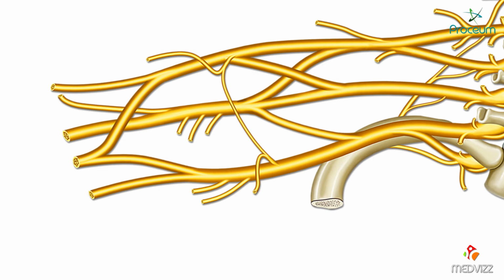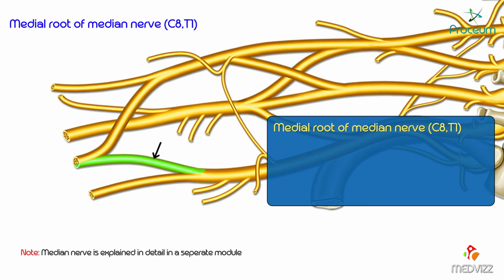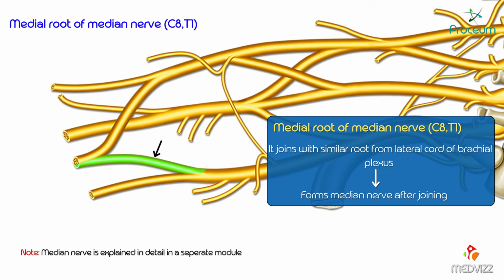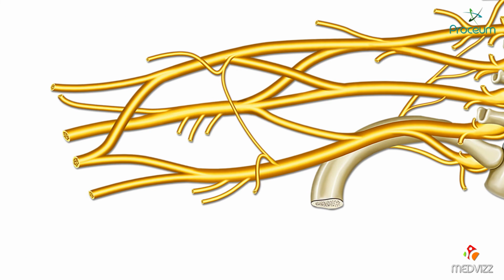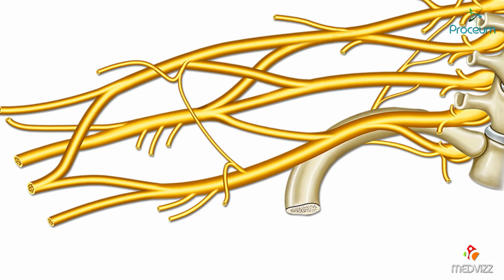So next is the medial root of the median nerve, which is the last branch of the medial cord of the brachial plexus with the root value of C8 and T1. It joins with the similar root from the lateral cord of the brachial plexus to form the median nerve after joining, right?